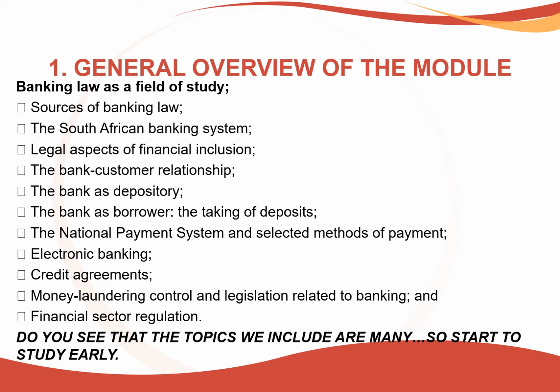We will also then discuss the bank as a depository and the bank as a borrower, meaning the taking of deposits. Very, very important as well, we have to explain how the national payment system works. Have you ever wondered what happens if you pay an amount into your FNB account and then transfer an amount into an ABSA account? How does that set-off practically work? These are some of the aspects we're going to discuss when we discuss the national payment system.